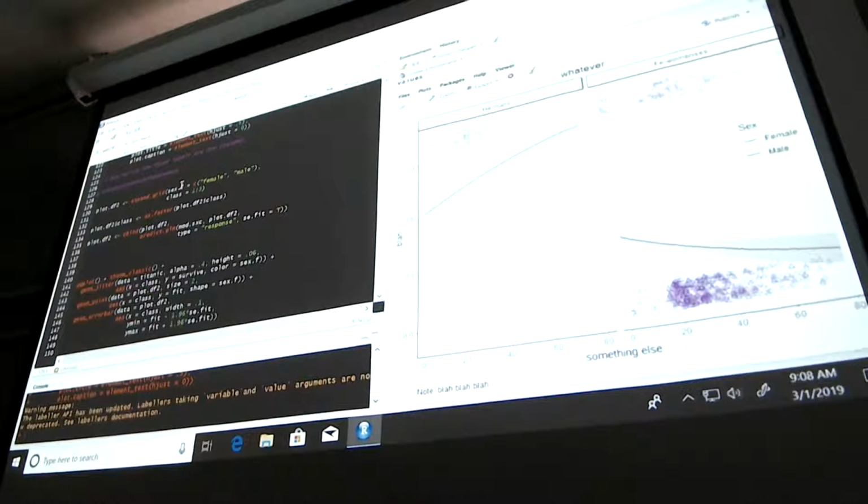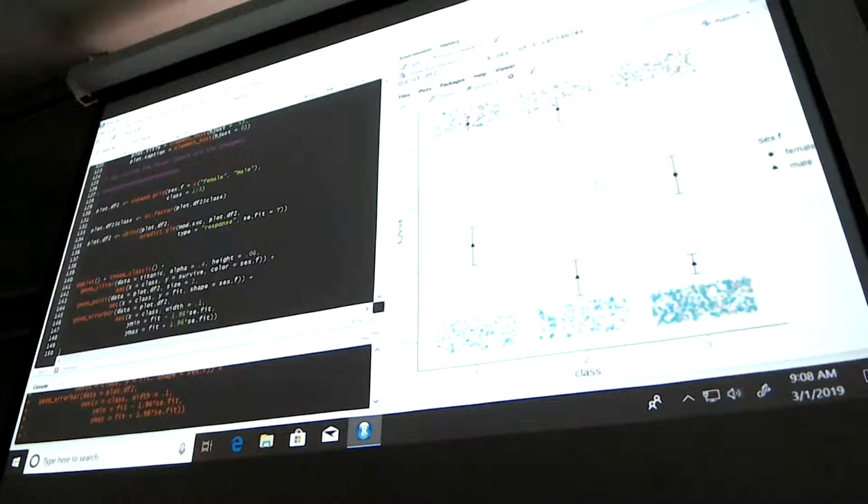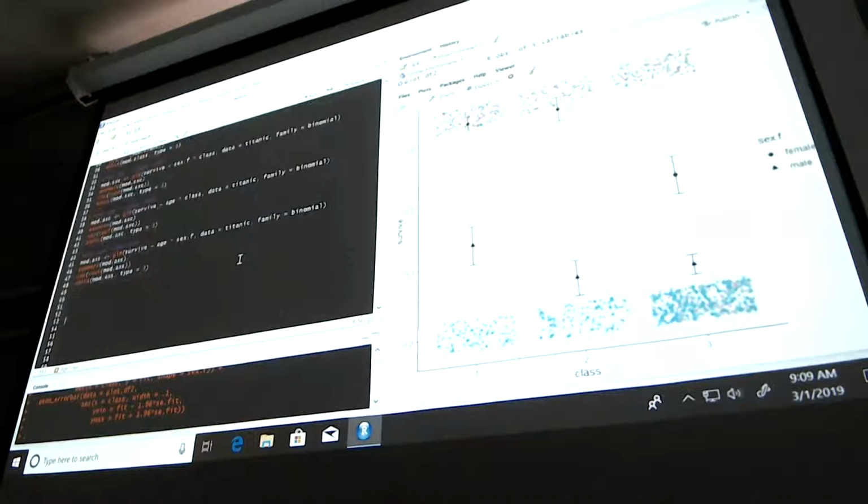Yesterday we looked at age as the x-axis and broke it down by gender. Then we also looked at class by gender. So we're looking at the Titanic data set, whether or not they survived based on age, gender, and class.